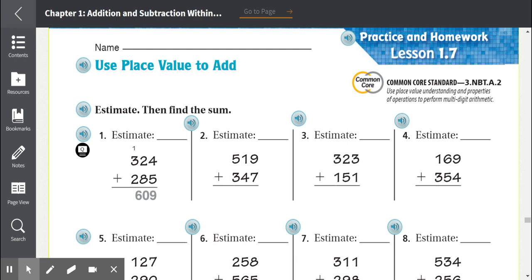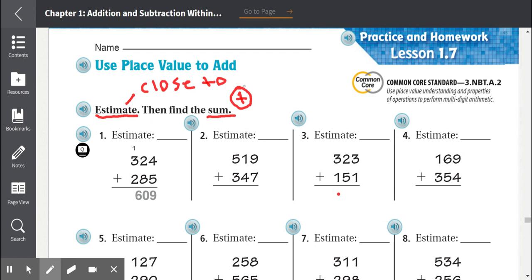Lesson 1.7, use place value to add. Estimate, then find the sum. So we know when we estimate, we find something close to the answer. We're not looking for the exact answer. We're finding a number that's close to the answer. Then we find the sum. The sum means to add. So I'm going to circle a plus sign because we know that the word sum means to add.